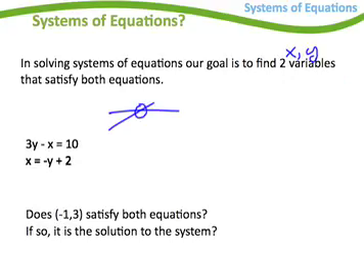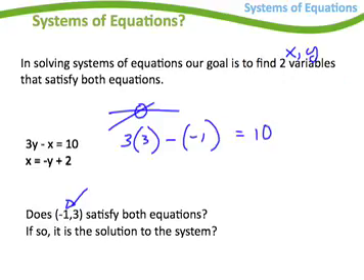Well, I could guess, like I did down here, and I can say, well, is minus 1 and 3 a solution? Is that the place where those two lines have a common point, or where they cross? Well, I can try it. I can plug numbers in. So 3 times whatever the y value is, minus the x value, is equal to 10. So 3 times 3 is 9, minus a negative 1, so that's plus 1. 9 plus 1 is equal to 10. Yes, this point is on that line. Now, if this point is also on this line, then this is the point where the two lines cross.